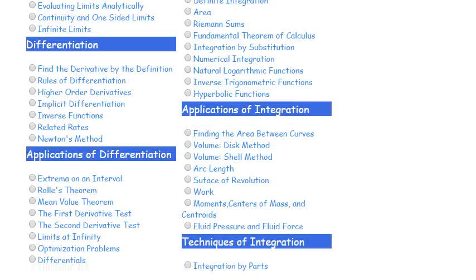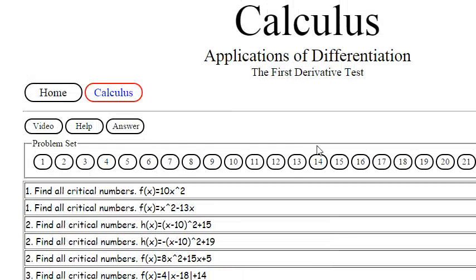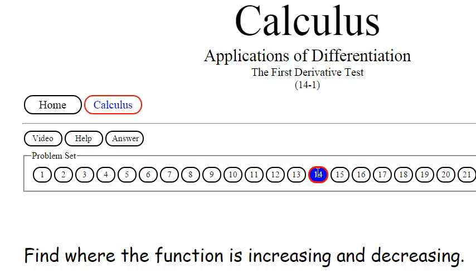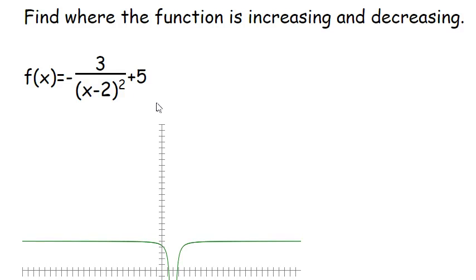Let's click on the calculus button and go down to the first derivative test. We are doing 14-2. Get that to come up. Alright, find where the function is increasing and decreasing, so we want to write that down. We can kind of see here, right, decreasing, then it looks like it's going to be increasing. Alright, so let's write that down and head over to the whiteboard.